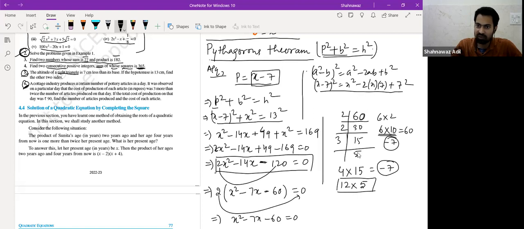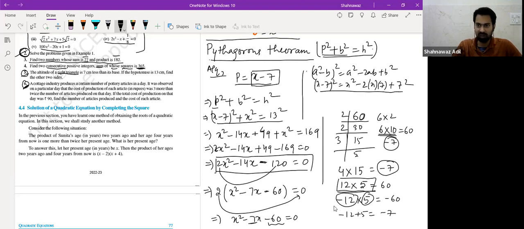3 to the 6 and 5 to the 10. So 6 into 10. You see 12 into 5, this is also 60, right? But if we take minus 12 and plus 5, that's fine. So this would be minus 60, right? This is minus 60. And minus 12 plus 5 would be minus 7, which is this, right? So minus 12 and 5, right?